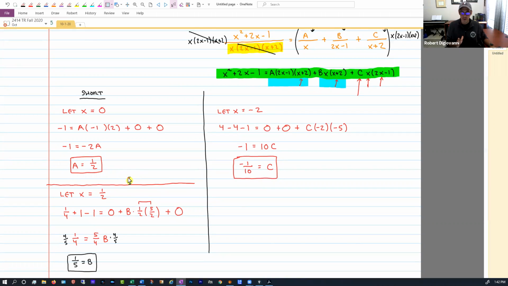The reason it works is because when we were trying to get A, there was an X that we could choose that would kill off B and C. When we were trying to get B, there was an X that we could choose that would kill off A and C. When we were trying to get C, there was an X we could choose that would kill off these two. Later on, we'll see a problem where you can't do that. There's going to be something where you just can't kill off the other two.